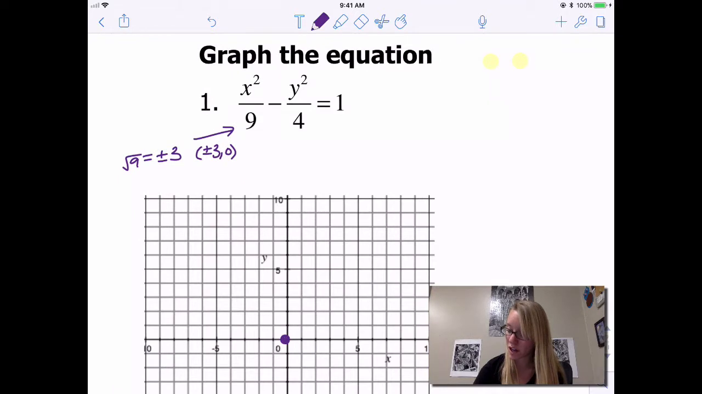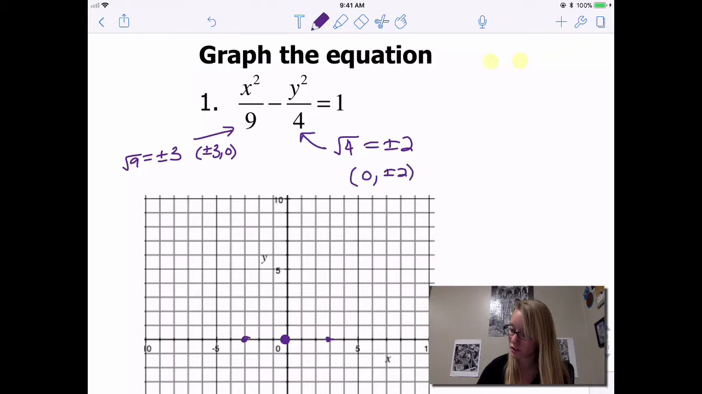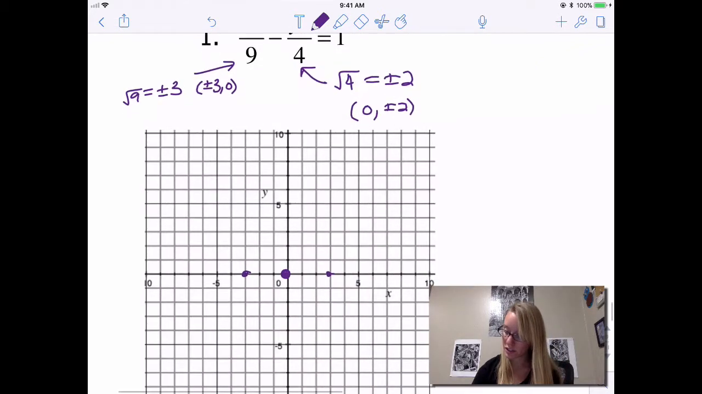Okay, so I could even do that right now. I go to the right 3 and the left 3 because I've got that 3 in the x slot. And then for the y's, the square root of 4 is plus or minus 2, which means I'm going to have the point 0 plus or minus 2. Those are our vertices. So then I go up 2 and down 2.